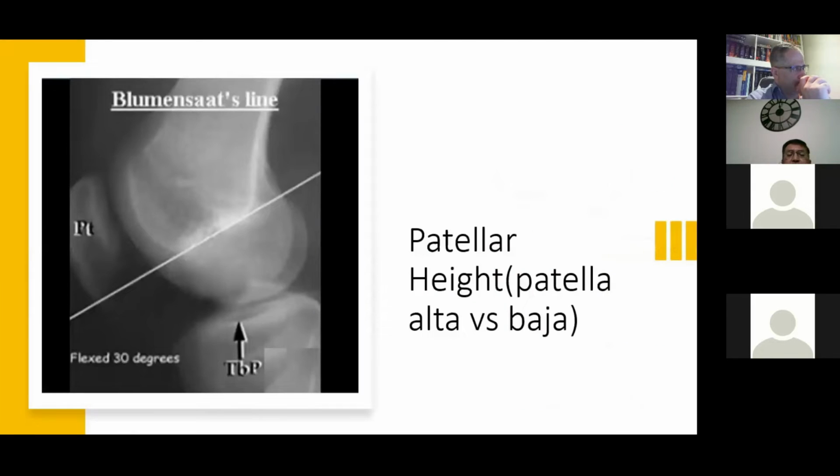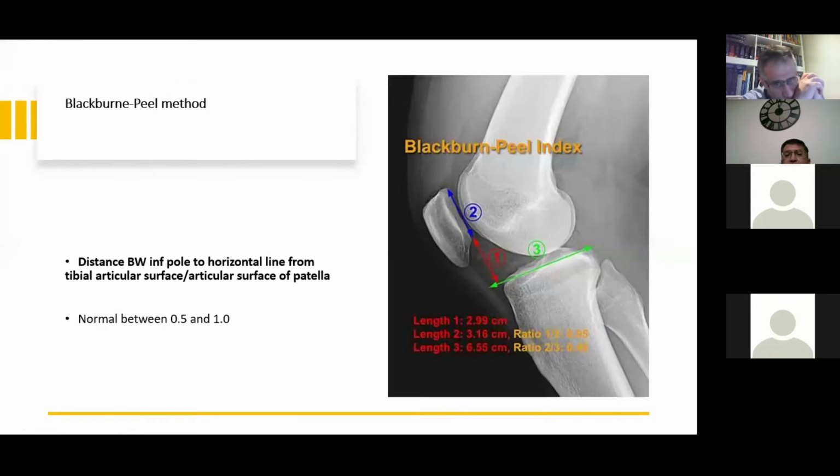And then we can see on lateral view the patellar height, and at 30 degrees of flexion, the Blumensaat line is at the level of the inferior pole. This is one of the criteria. Then there are different methods of measuring the height of the patella, and one of them is the Blackburn-Peel index, and this is the distance between the inferior pole of the patella to the articular surface of the tibia, divided by the articular surface of the patella.